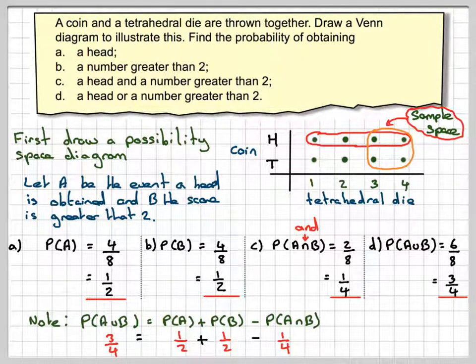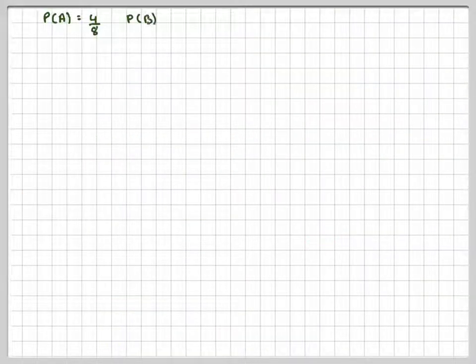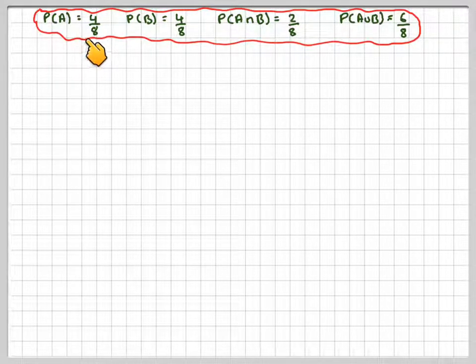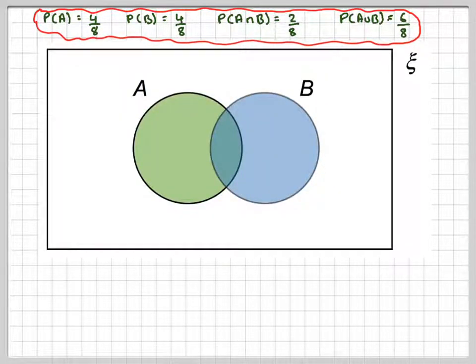Right, we're asked to illustrate this on a Venn diagram. So let's have a look at a Venn diagram. Instead of putting them out of half, I'm going to put them all out of 8, because there are 8 outcomes. So it's 4/8, 4/8, 2/8, and 6/8. There's my Venn diagram. Always start in the middle. So the probability of A intersection B is 2/8. Now this one, you have to consider all of it, which is 4/8, and then we have to take away the intersection to get what's just left here, which is 2/8.